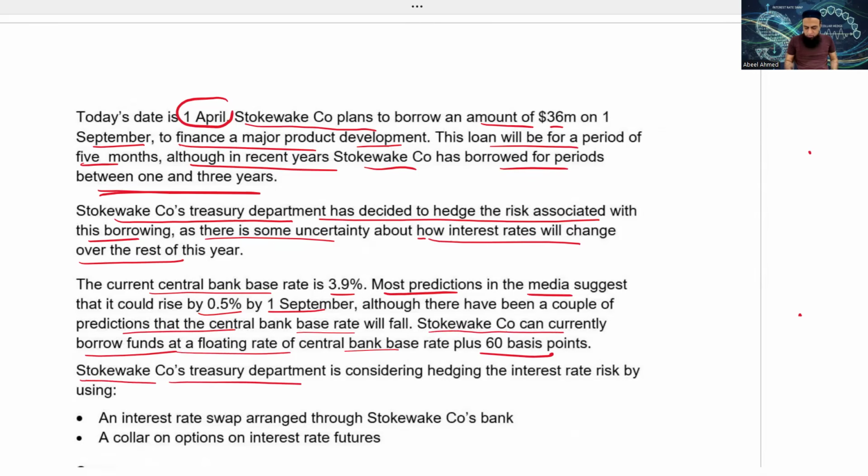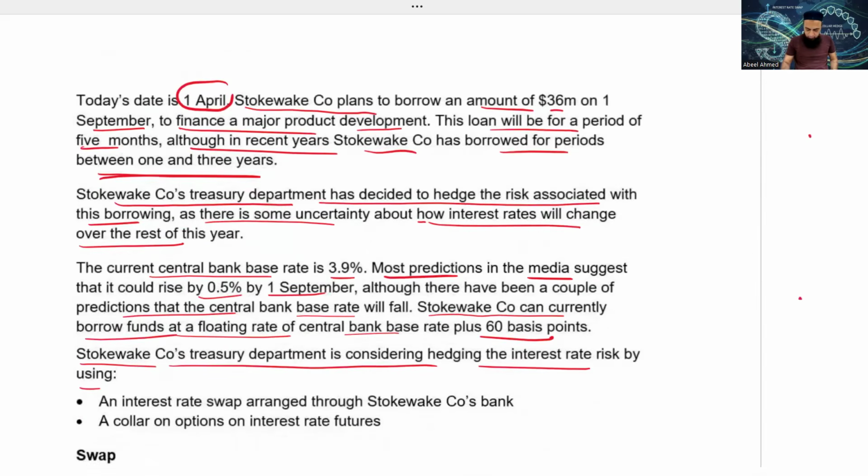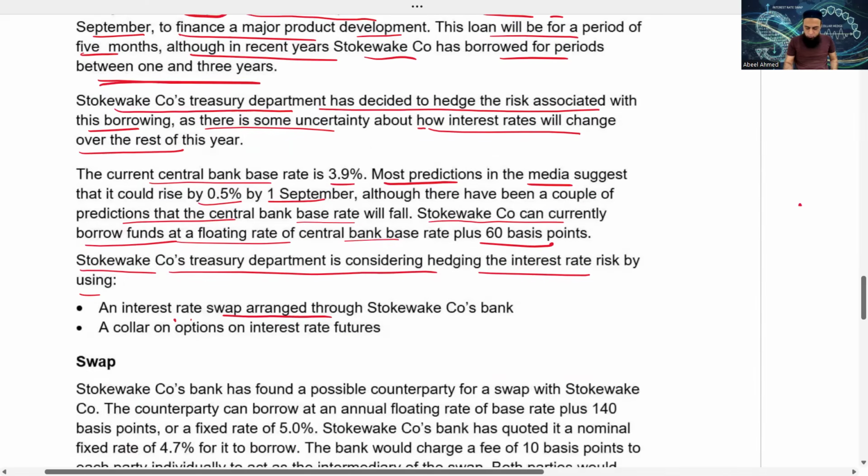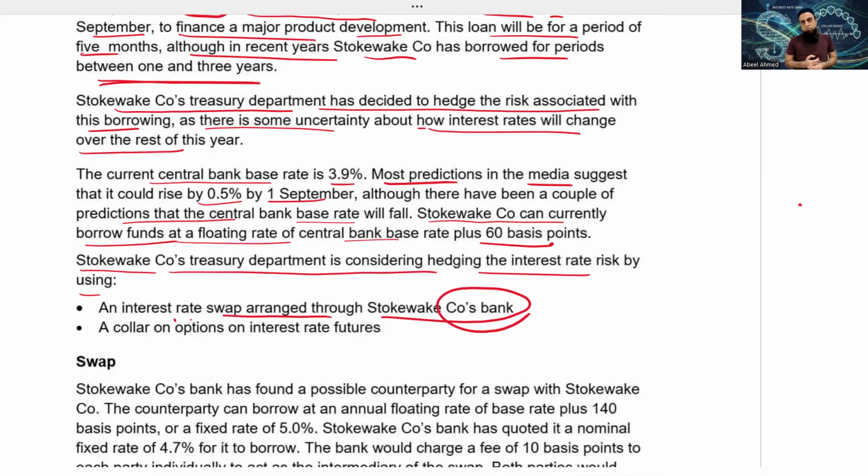Stockway company's treasury department is considering hedging the interest rate risk by using an interest rate swap arranged through a Stockway company's bank. This is very important, that the interest rate swap option is available through a bank. Okay, that's very good. Why it is good, I'll explain to you.